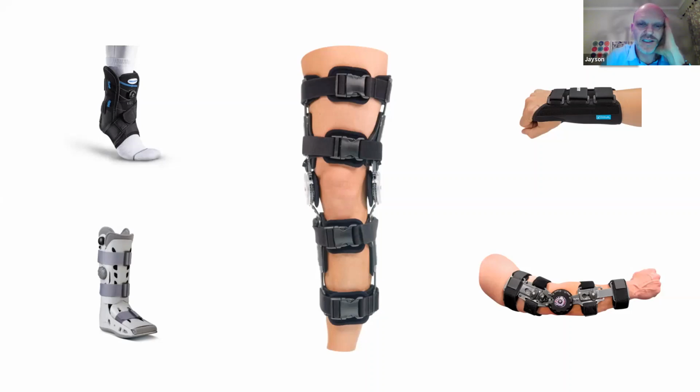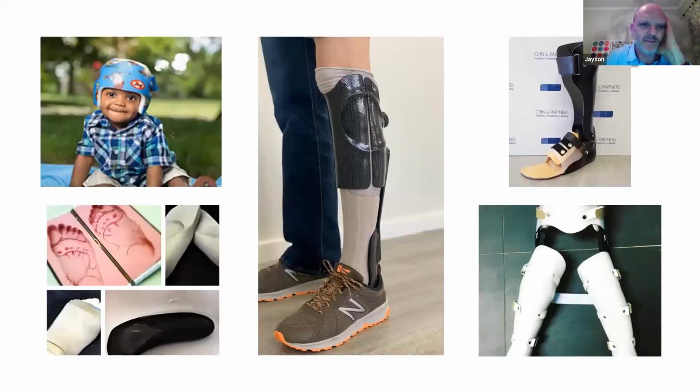The next slide is an example of some of our custom-made devices. The little kid in the corner there, that's a cranial remolding helmet for kids with head deformities. Something we do a lot of is foot orthotics, which if made properly can relieve a host of foot and ankle conditions, and can even be wedged to shift lower limb alignment for osteoarthritis or realigning of the joints higher up in the line. That picture in the middle there is a carbon fiber ankle foot orthosis.